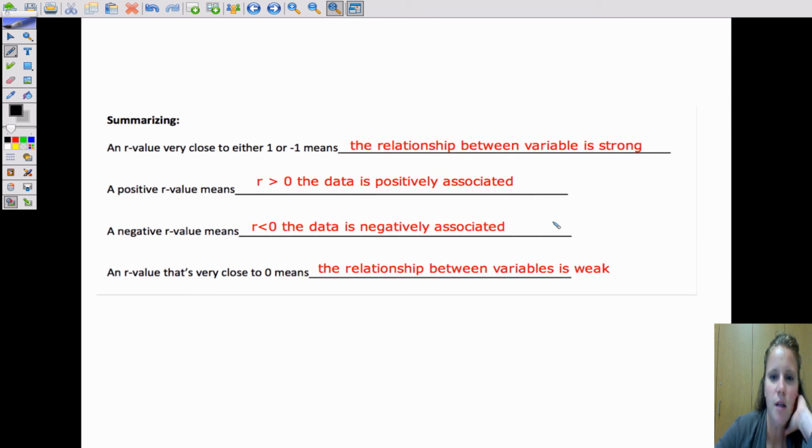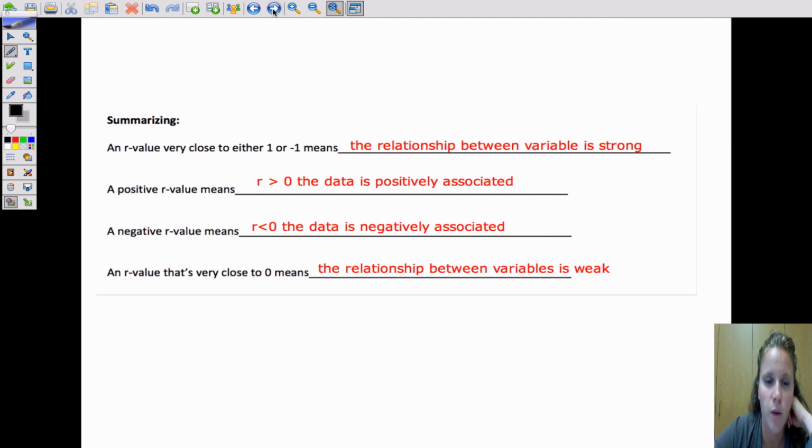So summarizing what we have here, an R value that is close to either -1 or 1 means that the relationship between the variables is strong, or the data is very close together. The positive R value, so when R is greater than 0, means the data is positively associated. Negative, so when R is less than 0, the data is negatively associated. And an R value that is close to 0 means the relationship between the variables is very weak. And if it is 0, that means there's no correlation.